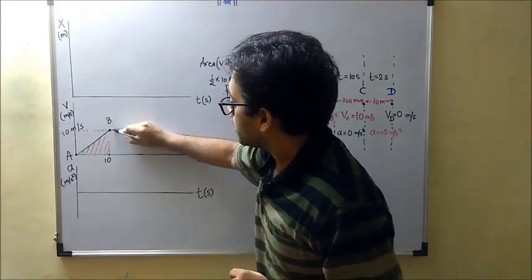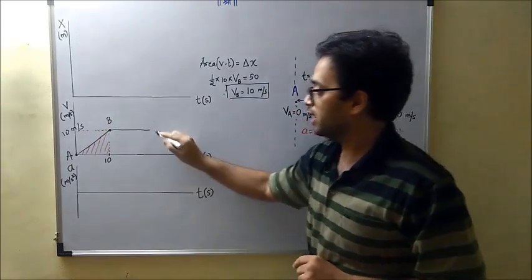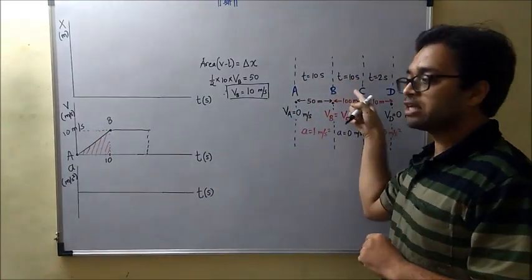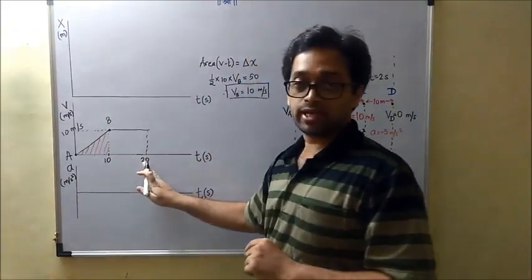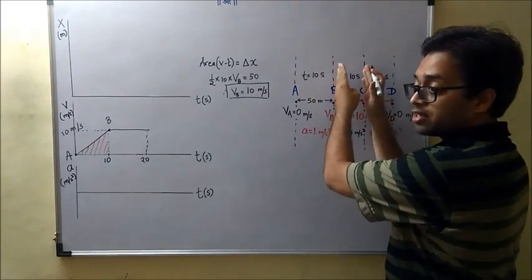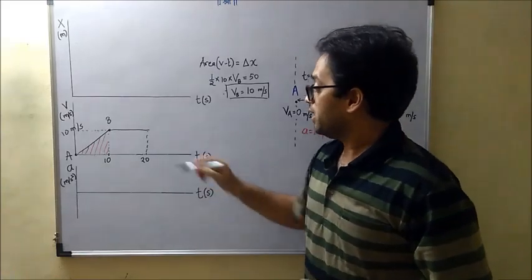And let me extend the line with constant velocity of 10 meters per second for how many further seconds? 10 seconds, and it's a given data. So this will be 20 because it is 10 more seconds, right? This is 10 seconds. This is another 10 seconds. So that becomes 20 on the time axis, right?